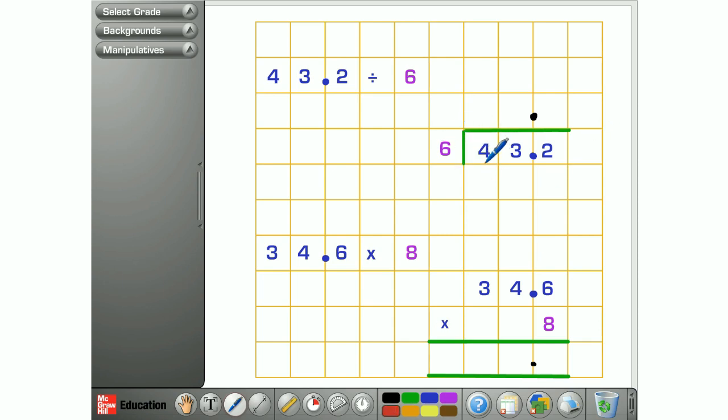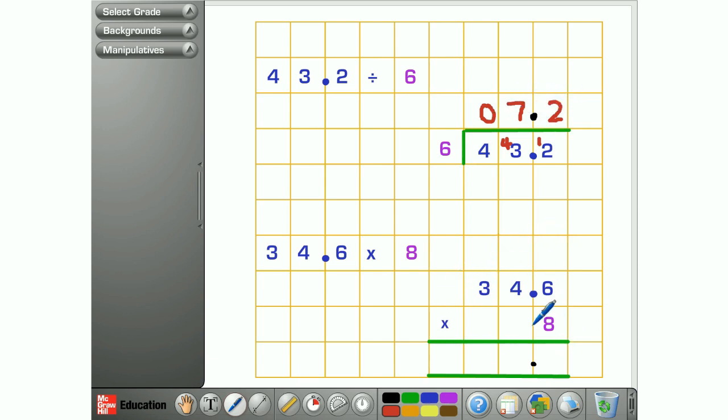So we do 6 into 4, they don't go, so 0 there. 6 into 4, that 4 goes to here, next to there to make it 43. 6 into 43, well that's 7 with a remainder of 1. And 6 into 12 now goes twice. And there's our answer, 7.2.